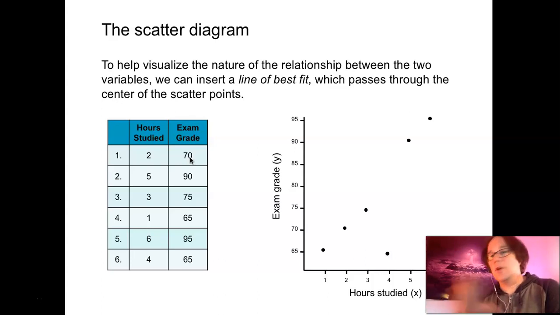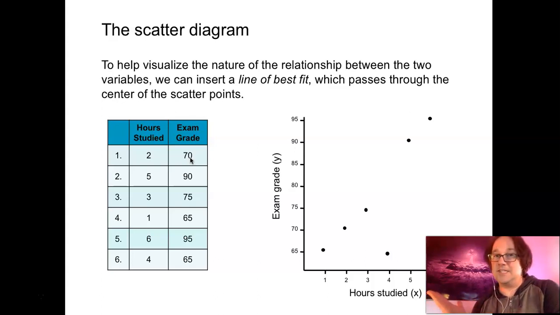But we already have this scatter plot, so we got these dots scattered all about. But to help us visualize the nature of the relationship between the 2 variables, we could actually insert a line.